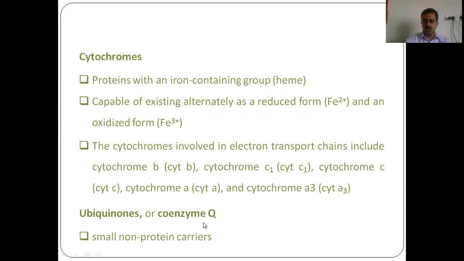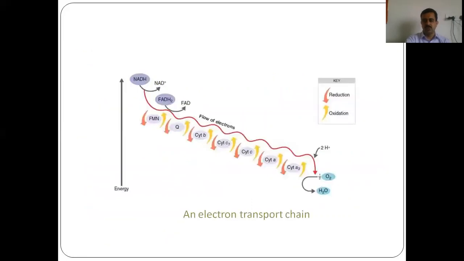Ubiquinones, or coenzyme Q, are small non-protein carriers by which the electrons are transported through oxidation reduction reactions. See here, FMN oxidation reduction takes place, then coenzyme Q, cytochrome b, cytochrome c1, cytochrome c, cytochrome a, and cytochrome a3. Ultimately, two hydrogens and oxygen form a water molecule. During this whole phase, oxidation reactions take place and ATP is generated. The final acceptor is oxygen, from which the water molecule is generated.